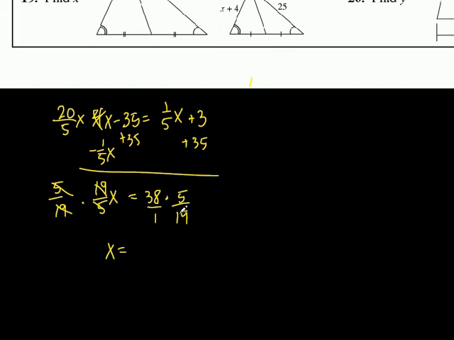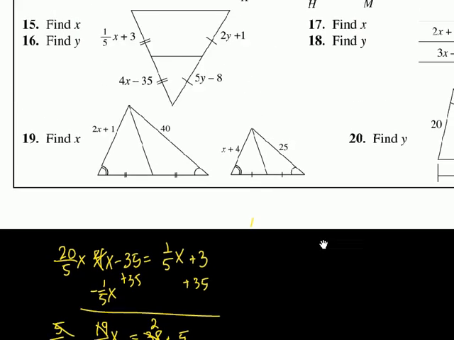So x equals, look at this. I don't even know if you realize this or not, but 19 does go into 38 2 times. 2 times 5 is 10, and that's what x is. That's what they ask for. They ask you to solve for x. Right there. So that's number 15. That's all there is to that.